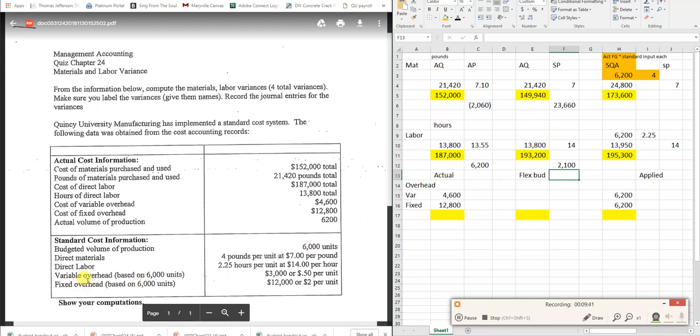All right, variable overhead is based on 6,000 units. So notice that my estimated overhead divided by your estimated base, I'm going to do this for both fixed and variable. So here I'll do variable first, and then I'll do fixed.